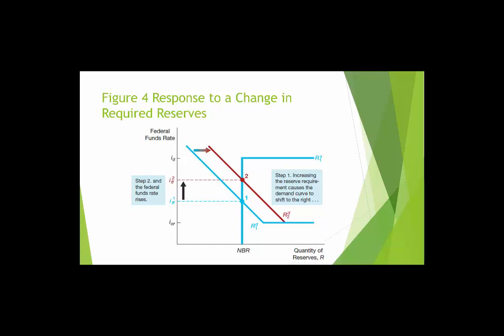What's that going to do? It pushes up the Fed funds rate from IFF1 to IFF2. So an increase in the reserve requirement causes the demand curve to shift to the right, and that pushes up the Fed funds rate.